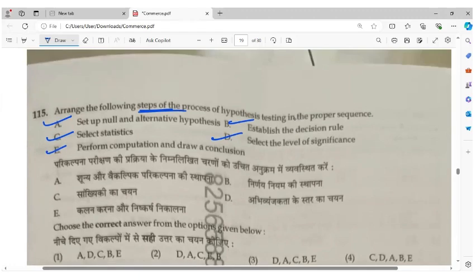If you selected the first one, you are confirmed with the A option. The A option is right, with the first step and the last one being E. So you can easily mark option A over here.